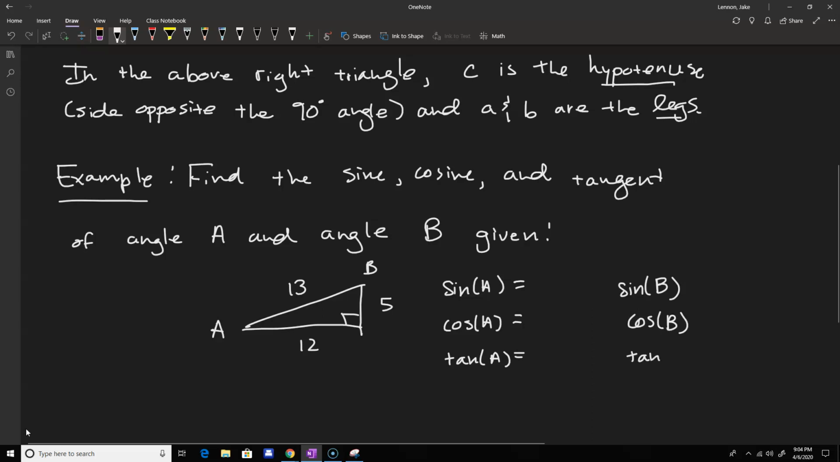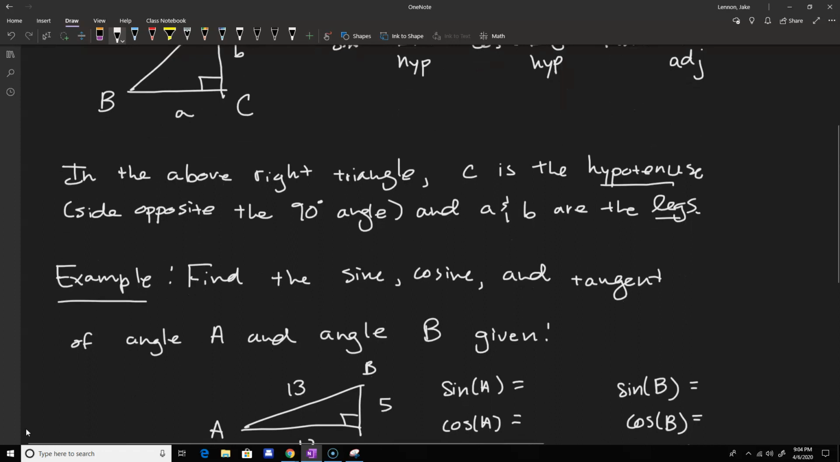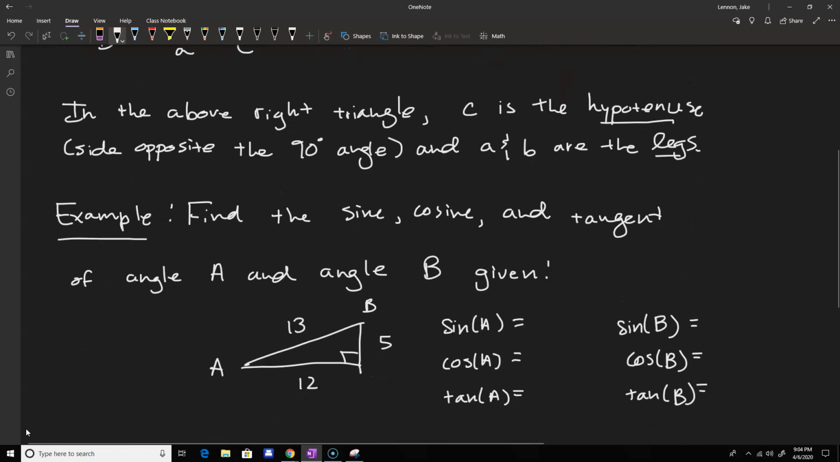So if we're talking about angle A, it opens to the side 5. And 13 is the hypotenuse no matter what we're talking about. So as we saw above, sine is SOH, so that's opposite over the hypotenuse. So from the perspective of angle A, 5 is opposite, and the hypotenuse is always 13. So this trig ratio, sine of A, is 5 over 13.